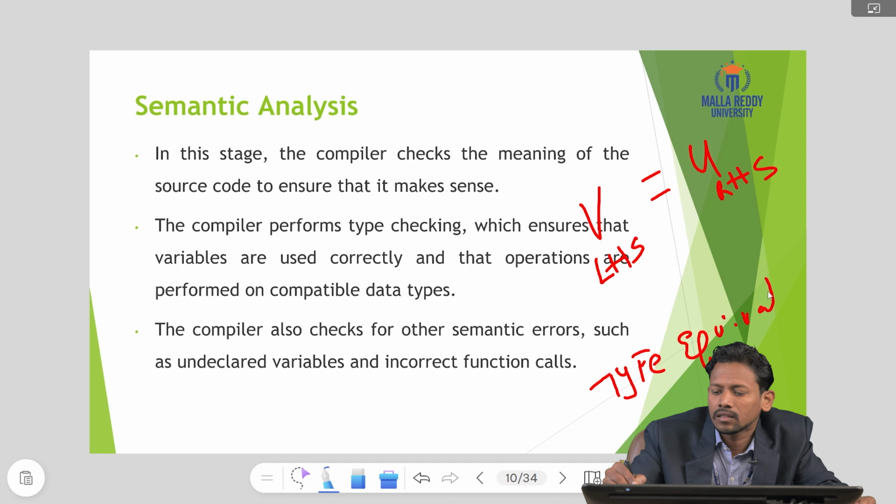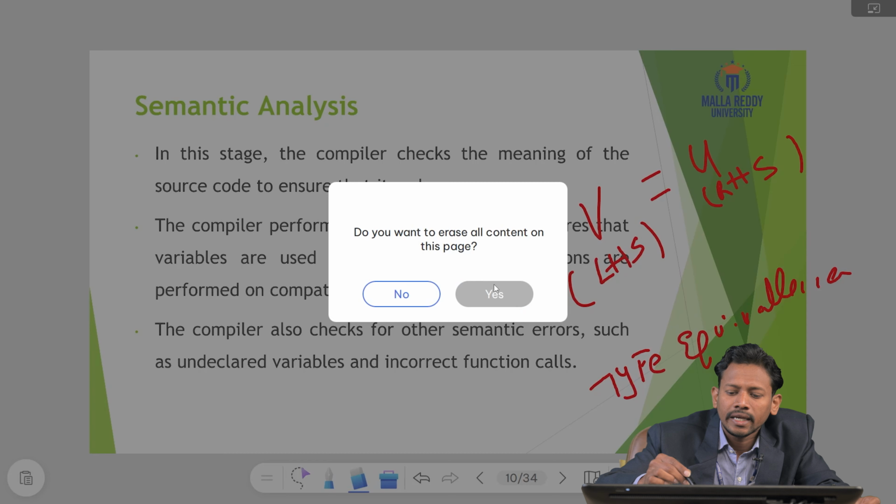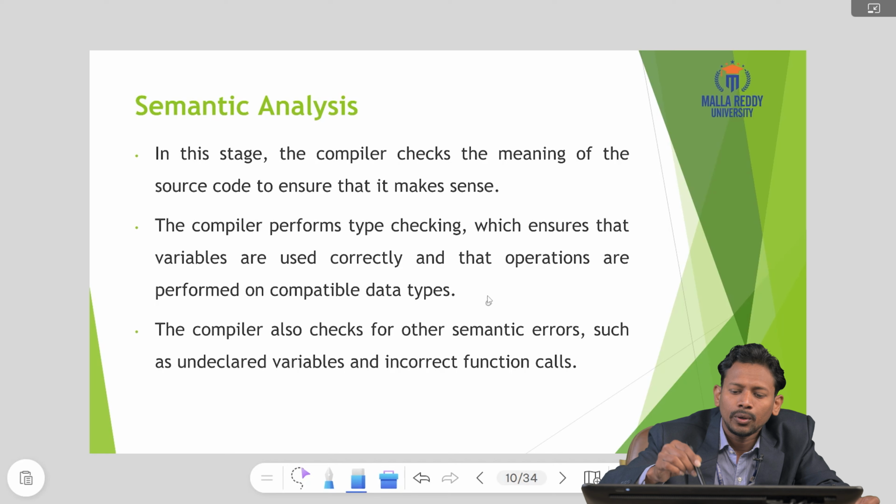The data type of the right hand side expression should be equivalent to the data type of the left hand side. Then only the assignment operation will work. So if any operations are going to be performed on the right hand side, such as integer to float, float to double, or double to float, any such conversions have to be performed so that the left hand side and right hand side type equivalences match. So this is the task of semantic analysis. Semantic analysis is also known as the annotator.